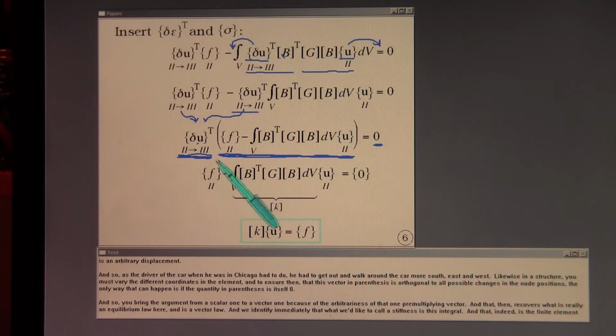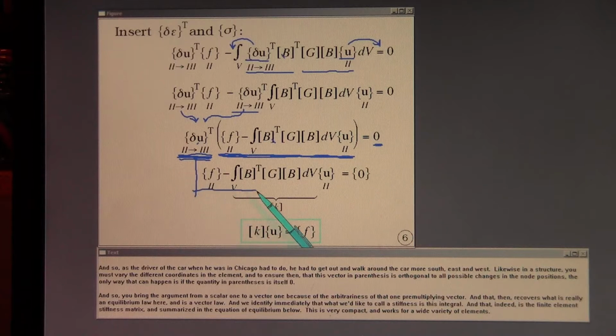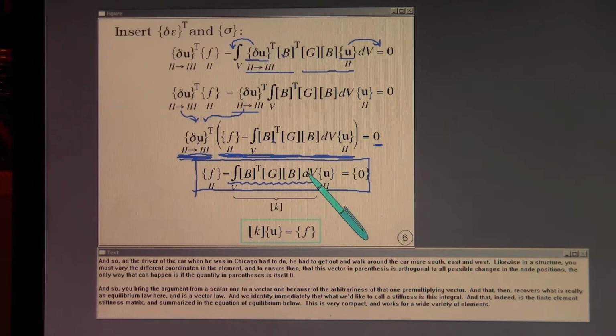And so you bring the argument from a scalar one to a vector one because of the arbitrariness of that pre-multiplying vector. And that then recovers what is really an equilibrium law here, and is a vector law. And we identify immediately that what we'd like to call a stiffness is this integral. And that indeed is the finite element stiffness matrix, and summarized in the equation of equilibrium below. This is very compact and works for a wide variety of elements.